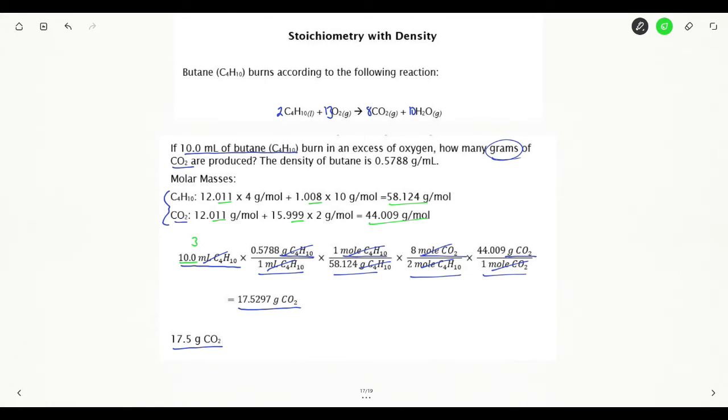Here is my density again that has 4. Here is my molar mass, let's say that has 5, mole ratio, exact. Another molar mass here that has 5 sig figs. So it looks like I'm limited to 3 sig figs. So I am rounding to the 10th place here, and that's how I got 17.5 grams.